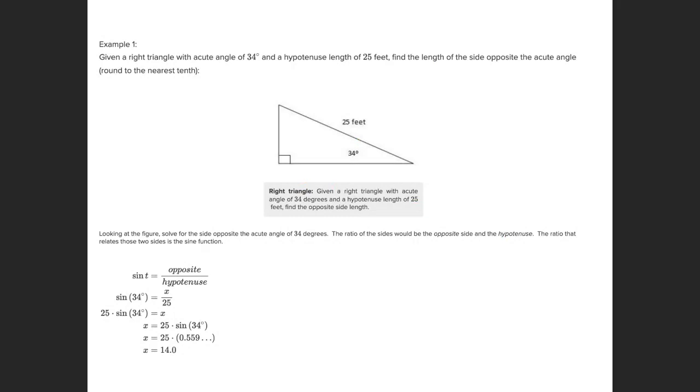Okay, so in order to find a missing side using sine, cosine, and tangent, let's say they ask me to find this side right here. The first thing I do is I look at the angle that I have, and I ask myself, which trig function?